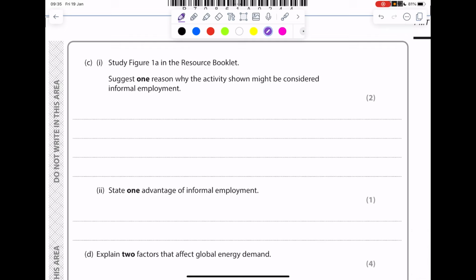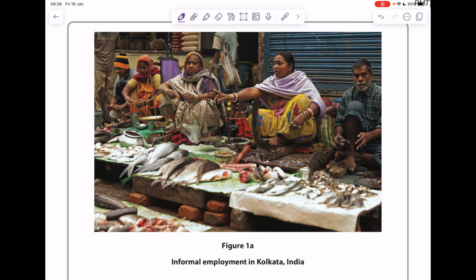Study figure 1A in the resource booklet. Suggest one reason why the activity shown might be considered informal employment. So here we have figure 1A, informal employment in Kolkata, India. These women are sitting on the street, obviously selling their fish. So it's the fact that they're selling the food in the street rather than in a designated market.